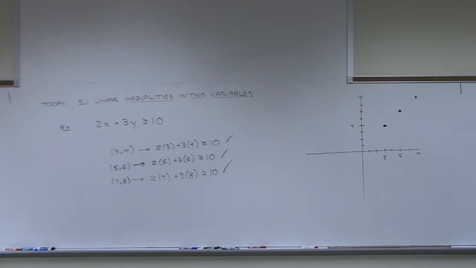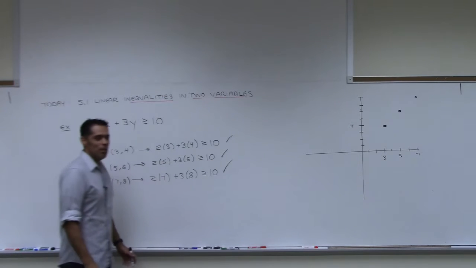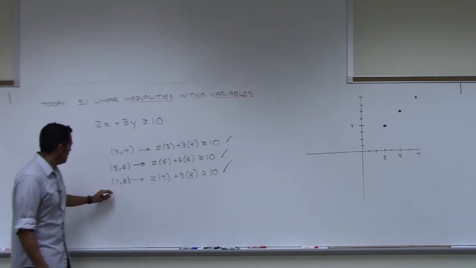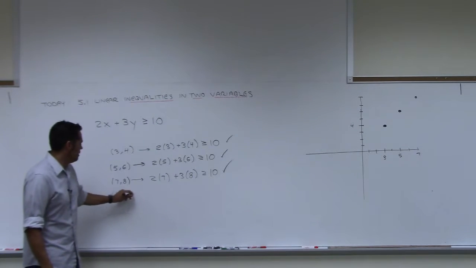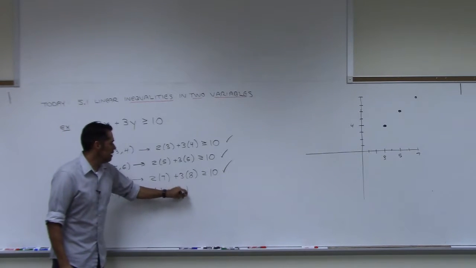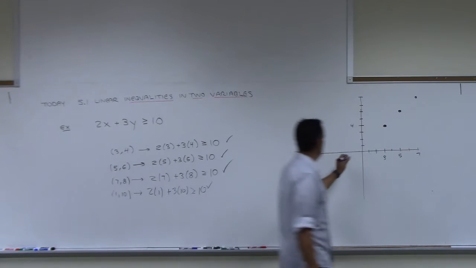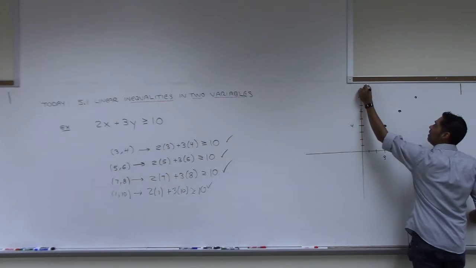2, 2. I don't know. That still looks like a line, doesn't it? Kind of. That's not what I was going for here. 1 in 10. Would 1 in 10 work? Let's see. 1, 10 would be 2 times 1 plus 3 times 10. Obviously, that's bigger than 10, right? But 110 is over here, isn't it?